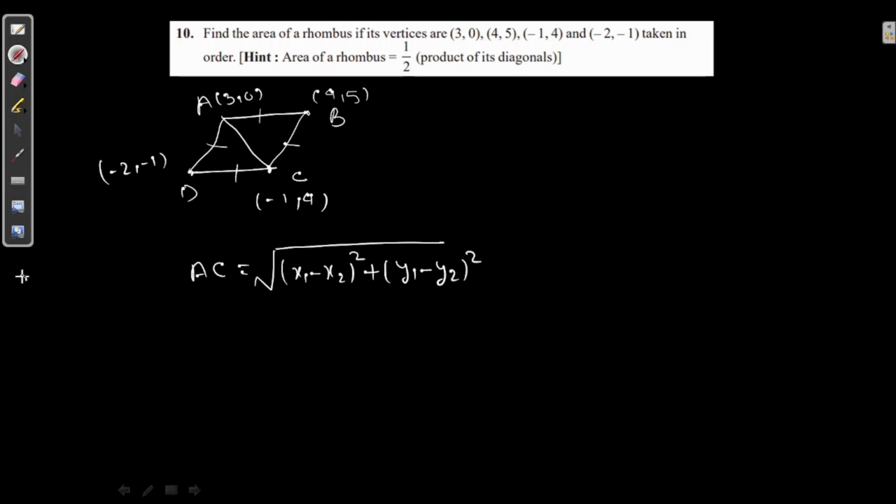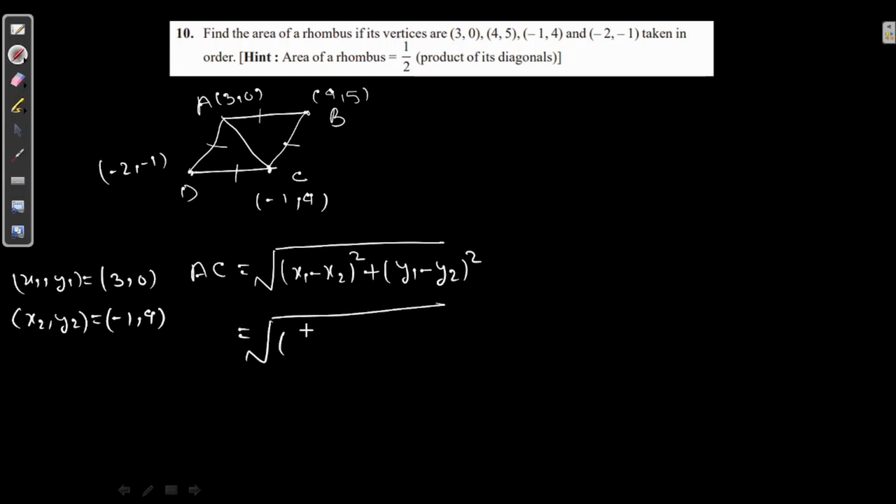Okay, but we need x1 comma y1. So I am treating point A, which is 3, 0 as x1 y1. Then x2 comma y2, I am treating this -1, 4. Okay, so let us apply the values. The value of x1, you can see it is 3. The value of x2, you can see it is -4. So this minus will become plus. The value of y1, it is 0. The value of y2, it is 4.